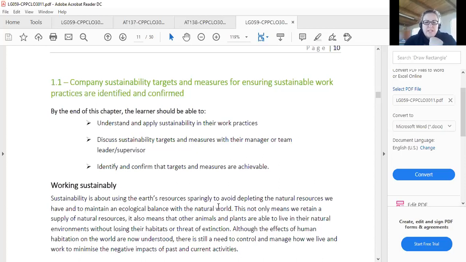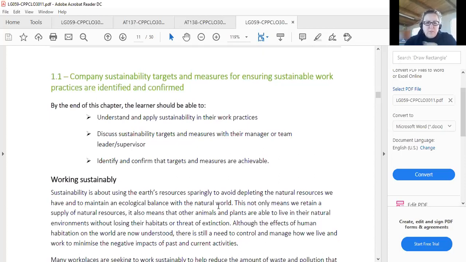Company sustainability targets and measures for ensuring sustainable work practices are identified and confirmed. By the end of this chapter, you should be able to understand and apply sustainability in your workplace, discuss sustainability targets and measures with your manager or team leader or supervisor, and identify and confirm targets are achievable.